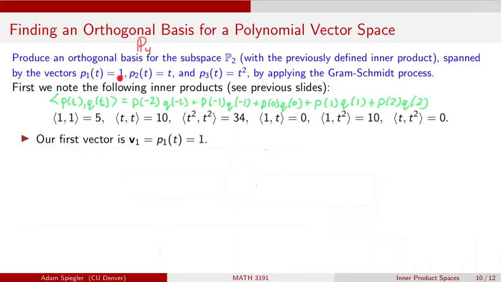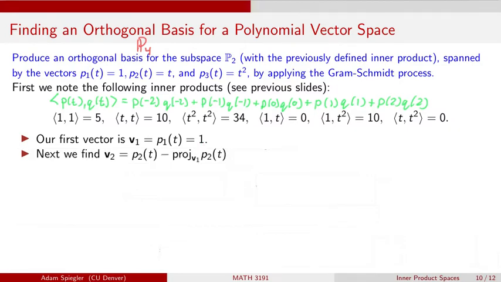Here is our set of 3 vectors that span our subspace. These vectors are not all orthogonal to each other. In particular, the vectors 1 and t squared are not orthogonal. So what the Gram-Schmidt process says is, pick the first vector. That's going to be my first vector in my orthogonal basis.